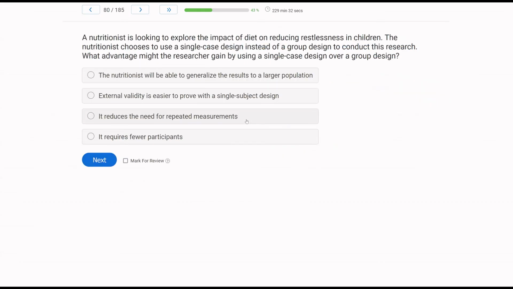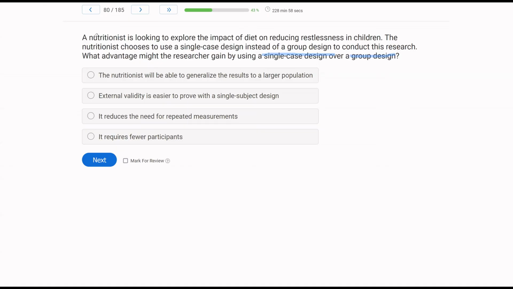A nutritionist is looking to explore the impact of diet on reducing restlessness in children. The nutritionist chooses to use a single case design instead of a group design to conduct this research. What advantage might the researcher gain by using a single case design over a group design? In behavior analysis, we favor single case designs over group designs. Does that mean group designs are bad? No. Does it mean single case designs are perfect? No. But there are some advantages when using a single case design that we like to take advantage of.